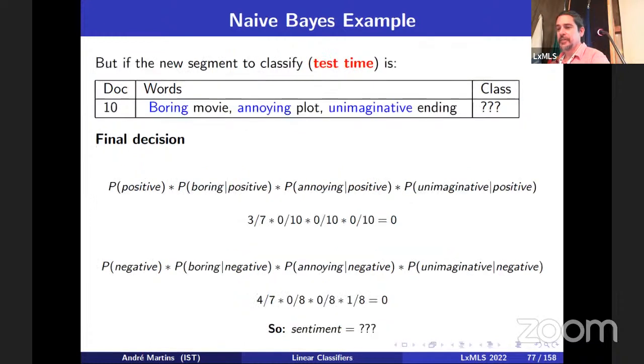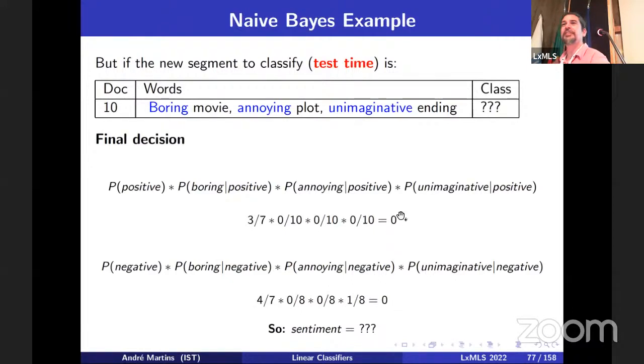Okay, so let's look at the last example. Now we have boring movie, annoying plots, an imaginative ending. If you use the same strategy, we can count how often we saw boring together with positive, it was 0, annoying together with positive, it was 0, and imaginative together with positive, it was 0. If you do the same with negative, you get 0, 0, 1. But in both cases, we have a probability of 0.